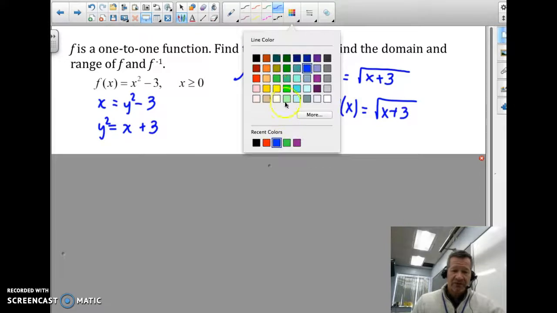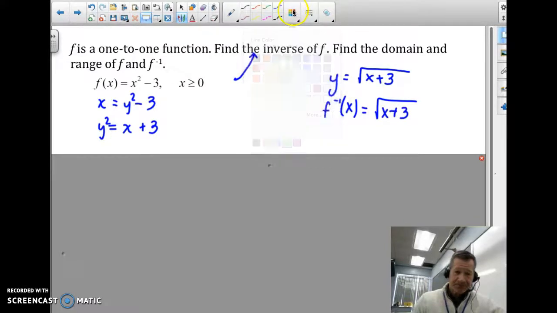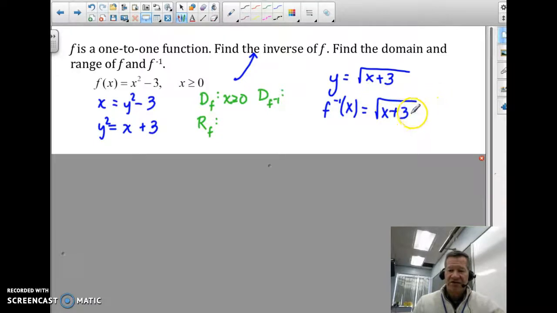So what about domain and range? Well, they're switched. I know that the domain of f was given. They told me it was x is greater than or equal to 0. Well, what's the range of f then? Hard to tell without a graph. However, I can tell the domain of f inverse really easily. Here's the f inverse. What's its domain?